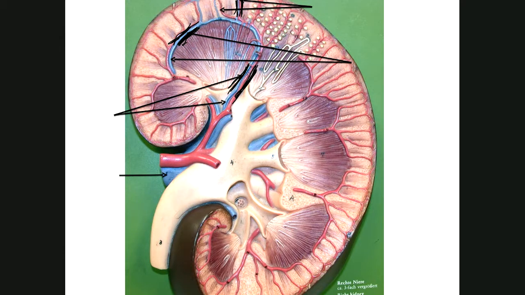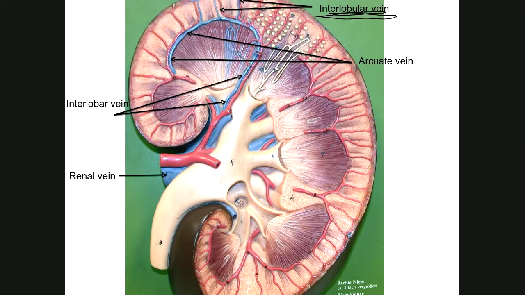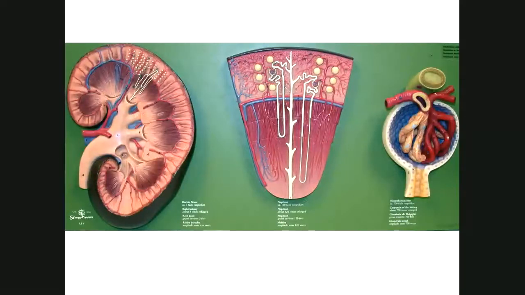The only difference is we have segmental arteries, but there are no segmental veins. And so these interlobar veins are going to drain directly into our renal vein. So if we look at that, it looks like this. Interlobular vein, arcuate vein, interlobar vein, into the renal vein. And we're going to be back out. Make sense? Any questions?